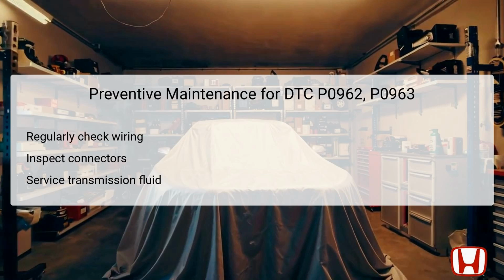To proactively prevent the emergence of DTCs P0962 and P0963, it's beneficial to incorporate regular maintenance practices into the vehicle's schedule. Firstly, routinely inspecting the wiring and connectors associated with the CVT drive pulley pressure control valve can help identify any early signs of wear, corrosion, or disconnection that may lead to faults.